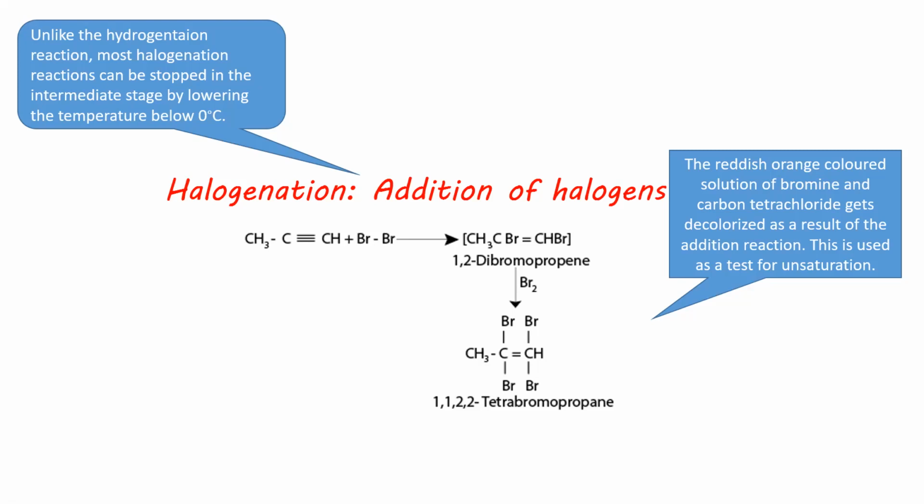And here we say that the reddish orange colored solution of bromine in carbon tetrachloride gets decolorized as a result of the addition reaction. This is also a test for unsaturation. This is the same test as we have seen in alkenes.